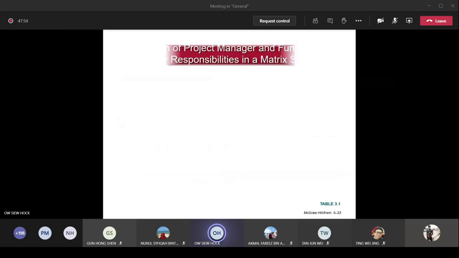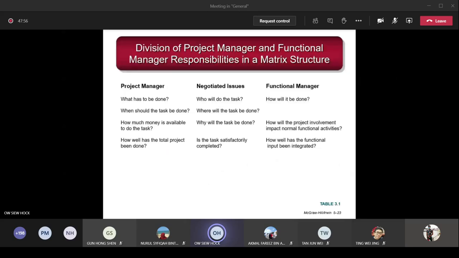It's from the functional unit. But there's also a project manager from there who is my leader under that project. So in this case, you can see there's a division of project manager and functional manager responsibility in this matrix form. What decisions will the project manager make, and what will the functional manager do?